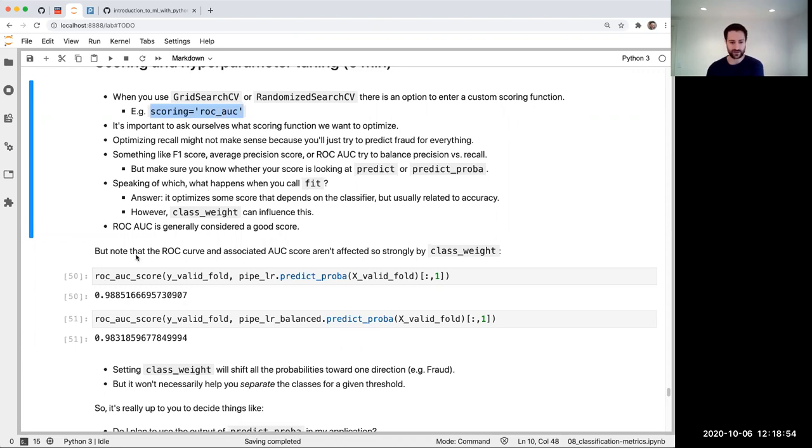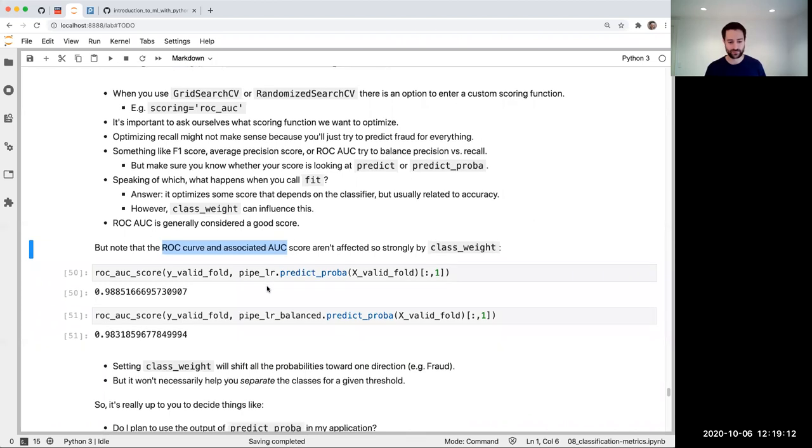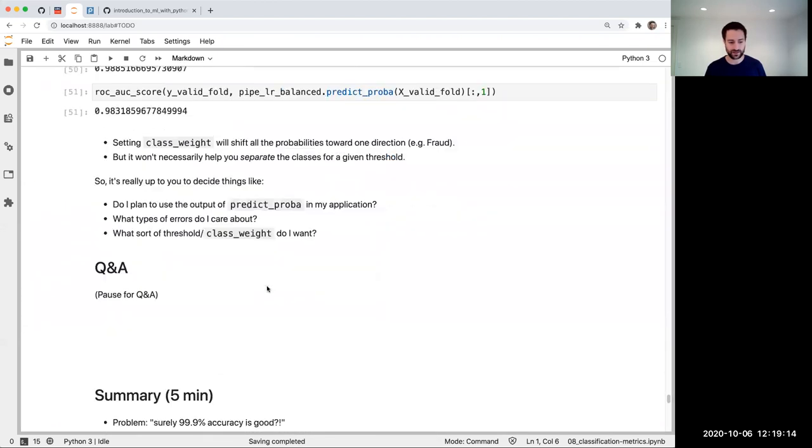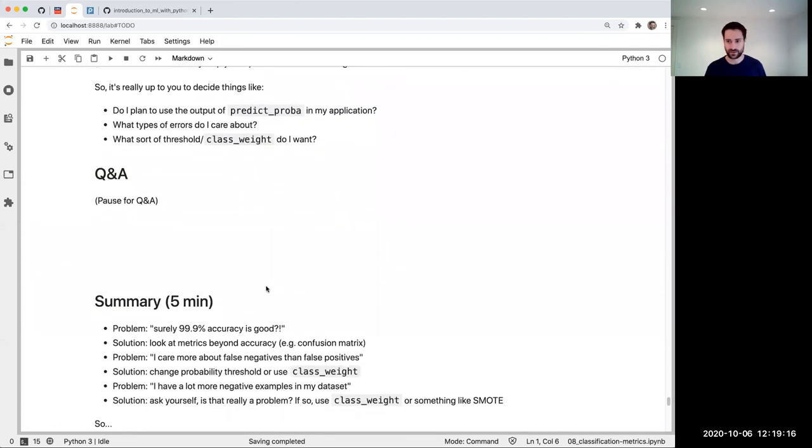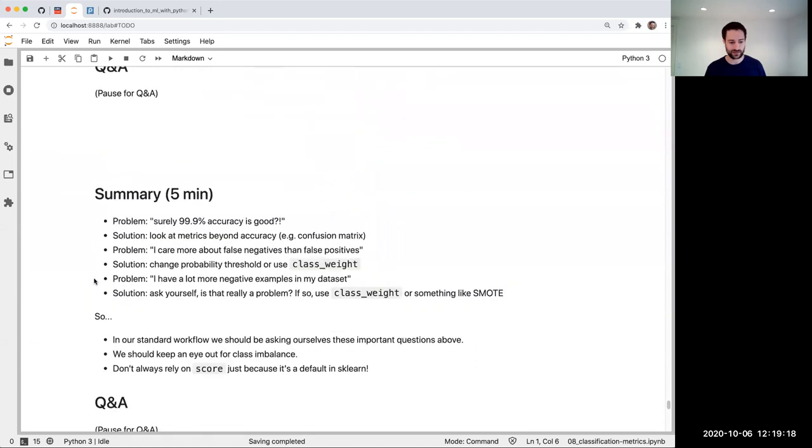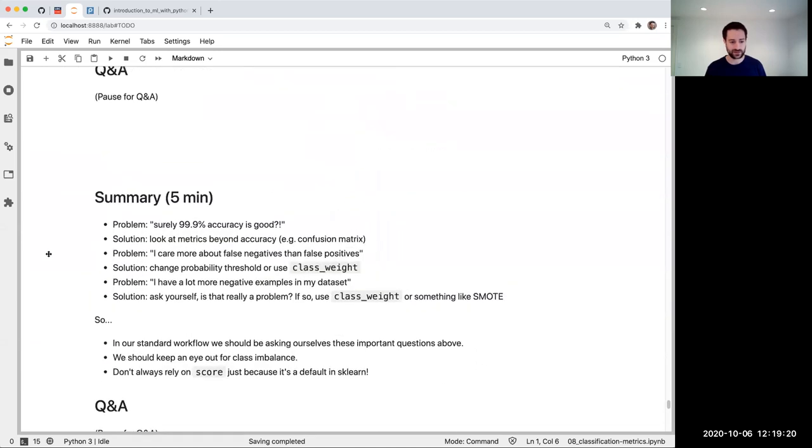There's just a comment here that says ROC AUC is not affected that much by class weight. That's because class weight is kind of like changing the threshold, and ROC AUC is like a summary over all thresholds, so it doesn't care that much about the threshold. And I know I'm super rushing now, but I just want to end on time and get through the things you need to get started on your homework.